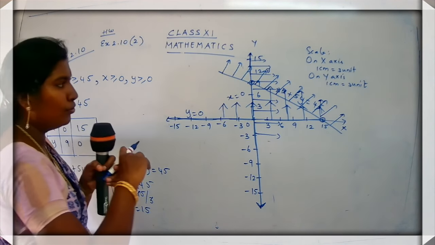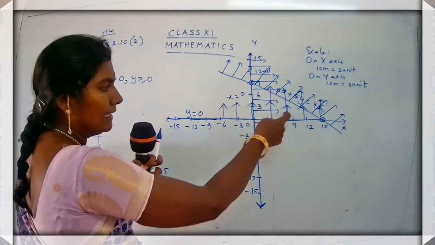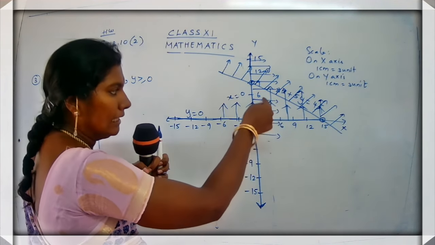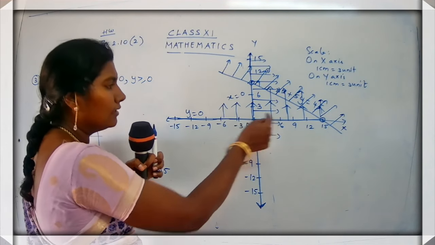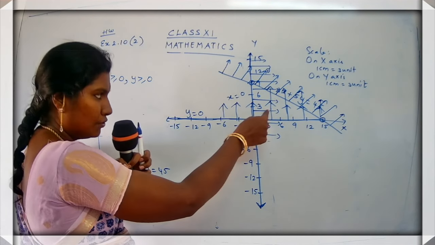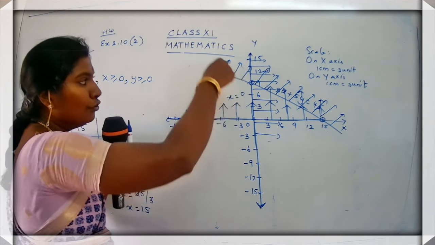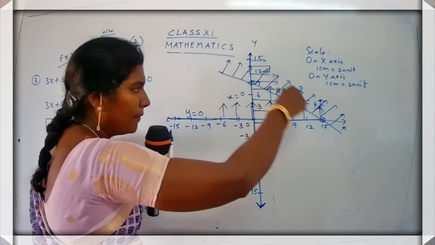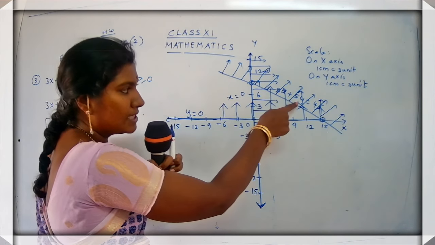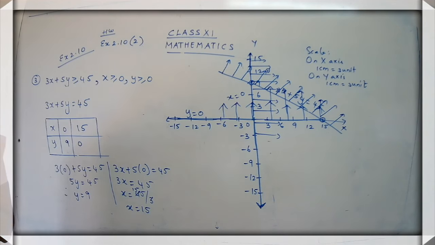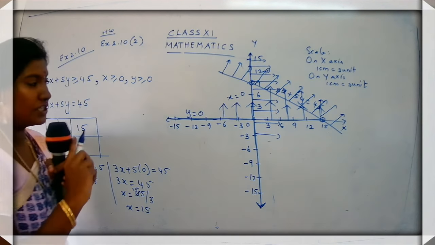Now if you just consider the triangle part, the inner part, here you have only the area for y is equal to 0 and x is equal to 0. But here you don't get the shaded part of 3x plus 5y is equal to 45. So which is the common area over here?